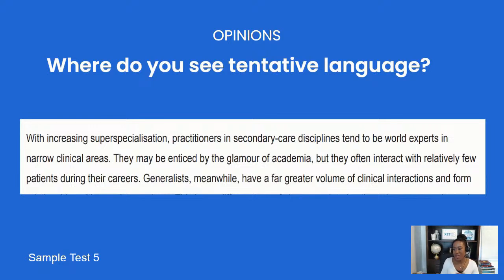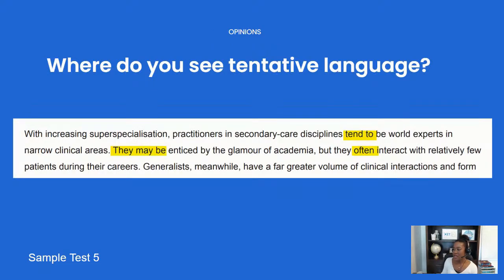Let's see what you've got. Awesome. Wonderful. Yes, tend to, maybe, may, and often. Wonderful. You guys have got it. So you understand what you're looking for when opinions are being expressed and tentative language is being used.